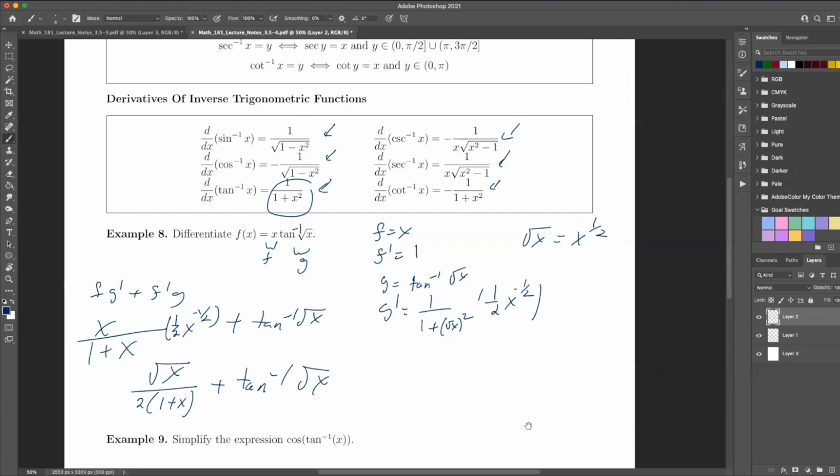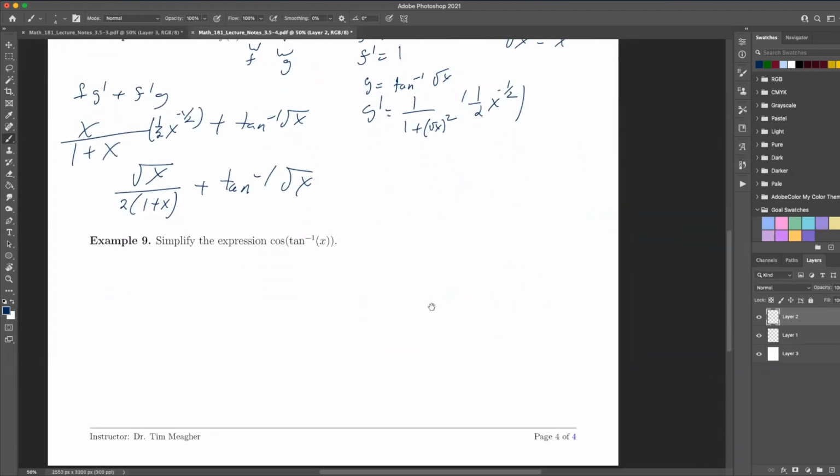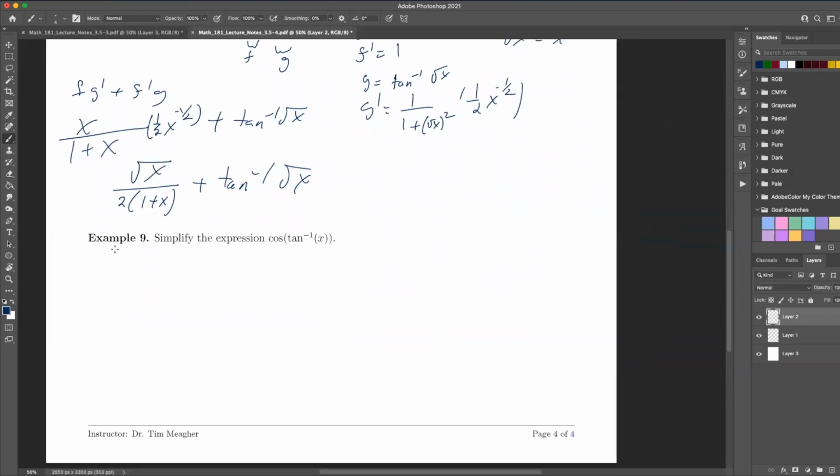Okay. All right. So the book will ask you to do a couple of these problems, and so just so I can show you how to do them, let me show you the way the book does it, and then I'll show you how I do it. Okay.